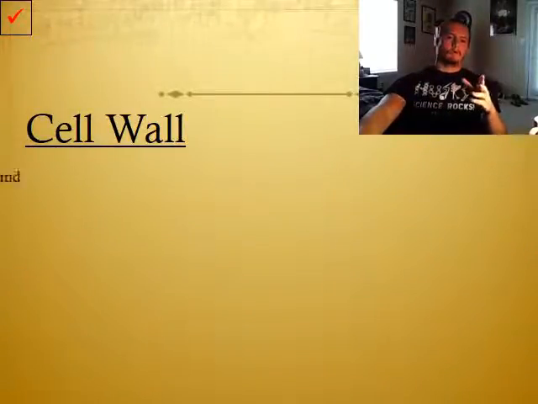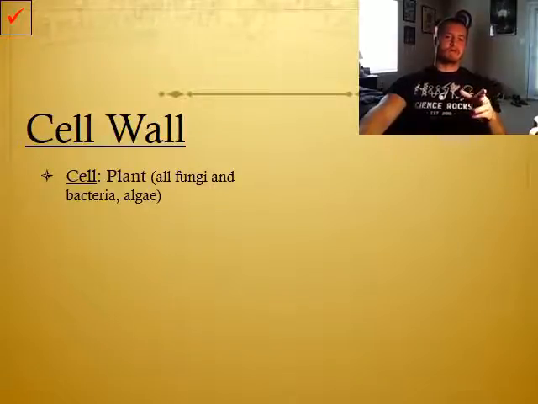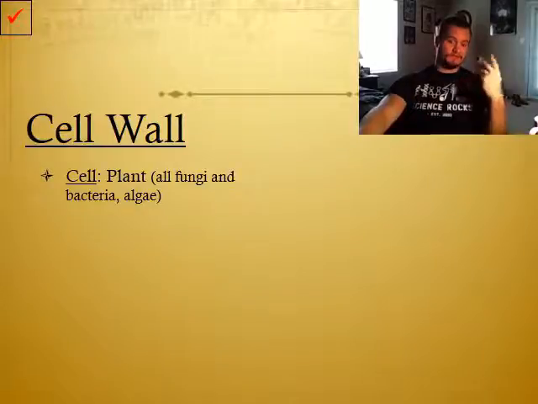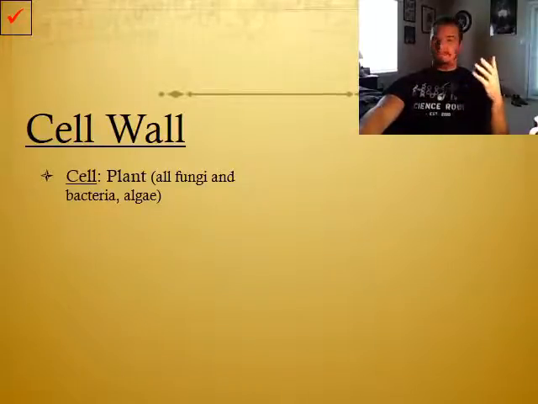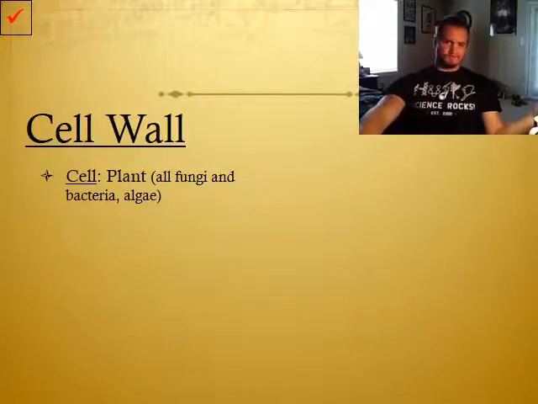The cell wall. The cell wall is found only in plants and also fungi, bacteria, and algae. Not in animal cells though. We've been over this before. If cell walls were in animal cells, well, we wouldn't be doing that much moving.